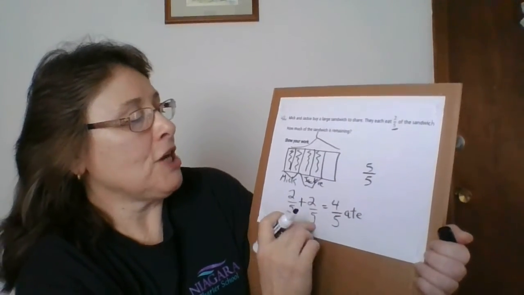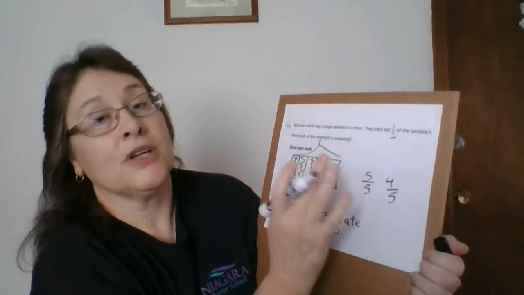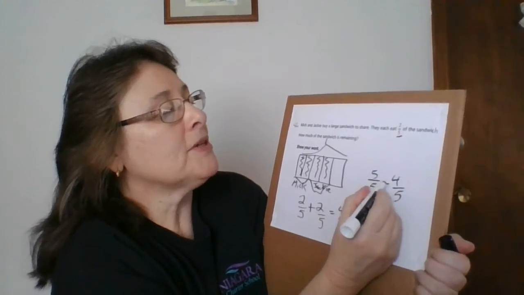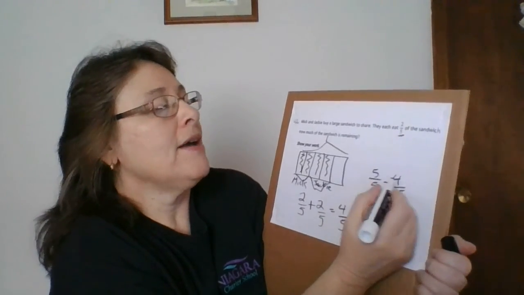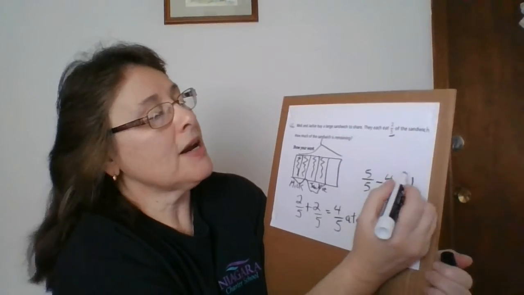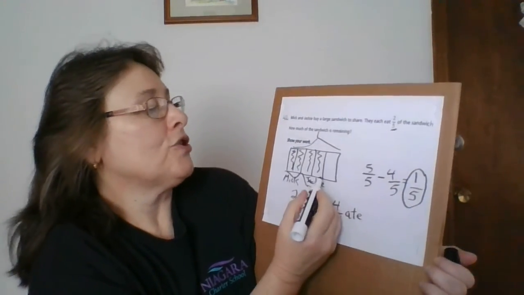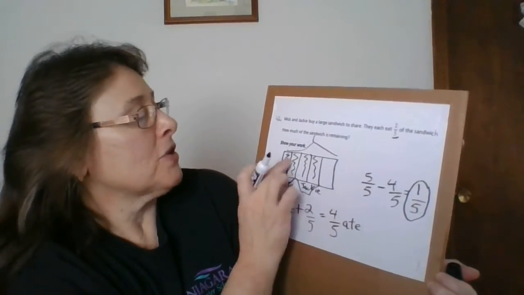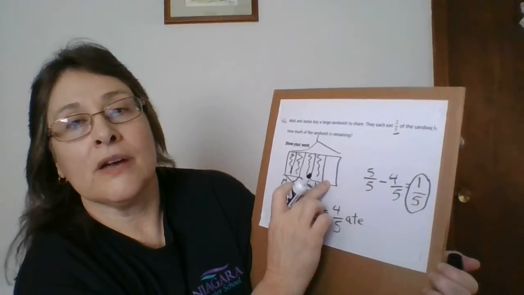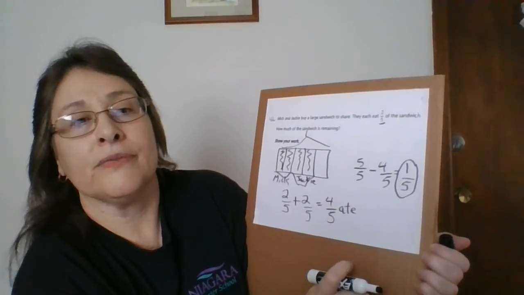And if Mick and Jackie both ate 4/5 of it, that means they took it away, it's gone. They ate it, it's gone. That means I'm going to be subtracting. Well, 5 minus 4 is 1. My denominator stays the same. So I have 1/5 of the sandwich left, which is what the picture also represents. Mick had 2/5. Jackie had 2/5. I have 1/5 left over. And my math also shows that I had 1/5 left over.